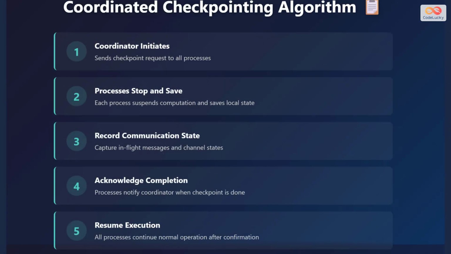Coordinated checkpointing uses a two-phase protocol similar to database transactions. In the first phase, the coordinator sends a checkpoint request to all processes. Each process prepares itself by flushing pending messages, saving its local state to stable storage, and sending an acknowledgement back to the coordinator. In the second phase, the coordinator collects all acknowledgements. If all processes are ready, it sends a commit message, and all processes finalize their checkpoints simultaneously. If any process fails to prepare, the entire checkpoint is aborted.